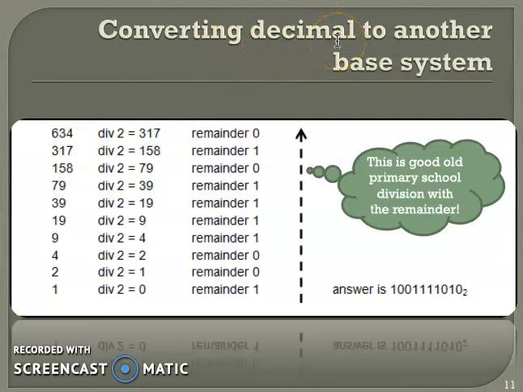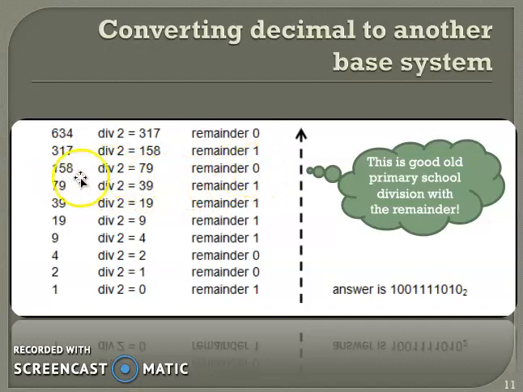Converting decimal to another base. Let's take the value of 634. Let's divide by 2, because that's the base we want to convert it to, binary. You have 317 remainder 0. You take 317 and you divide it by 2. You're going to get 158, remainder of 1. Take 158 divided by 2, you're going to get 79.